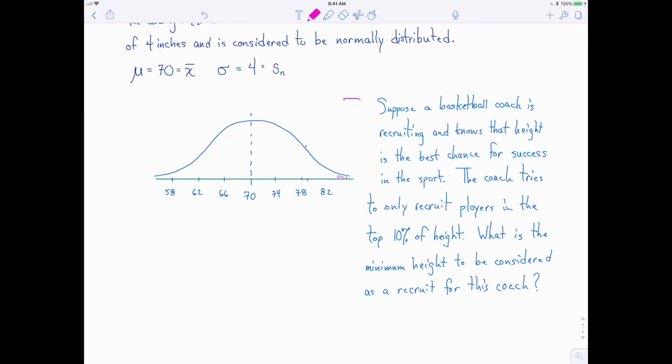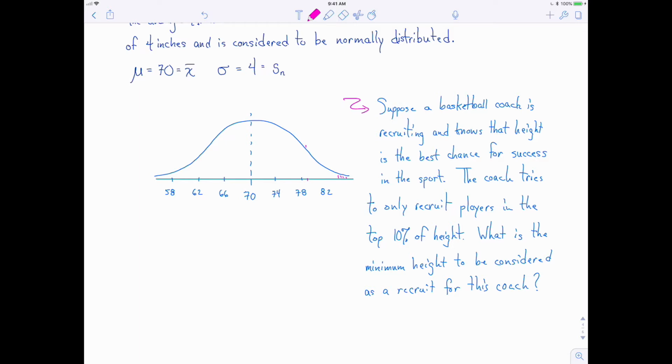Here's our example. It says, suppose a basketball coach is recruiting and knows that height is the best chance for success in the sport. The coach tries to only recruit players in the top 10% of height. What is the minimum height to be considered as a recruit for this coach? Well, that's what we're going to find out.